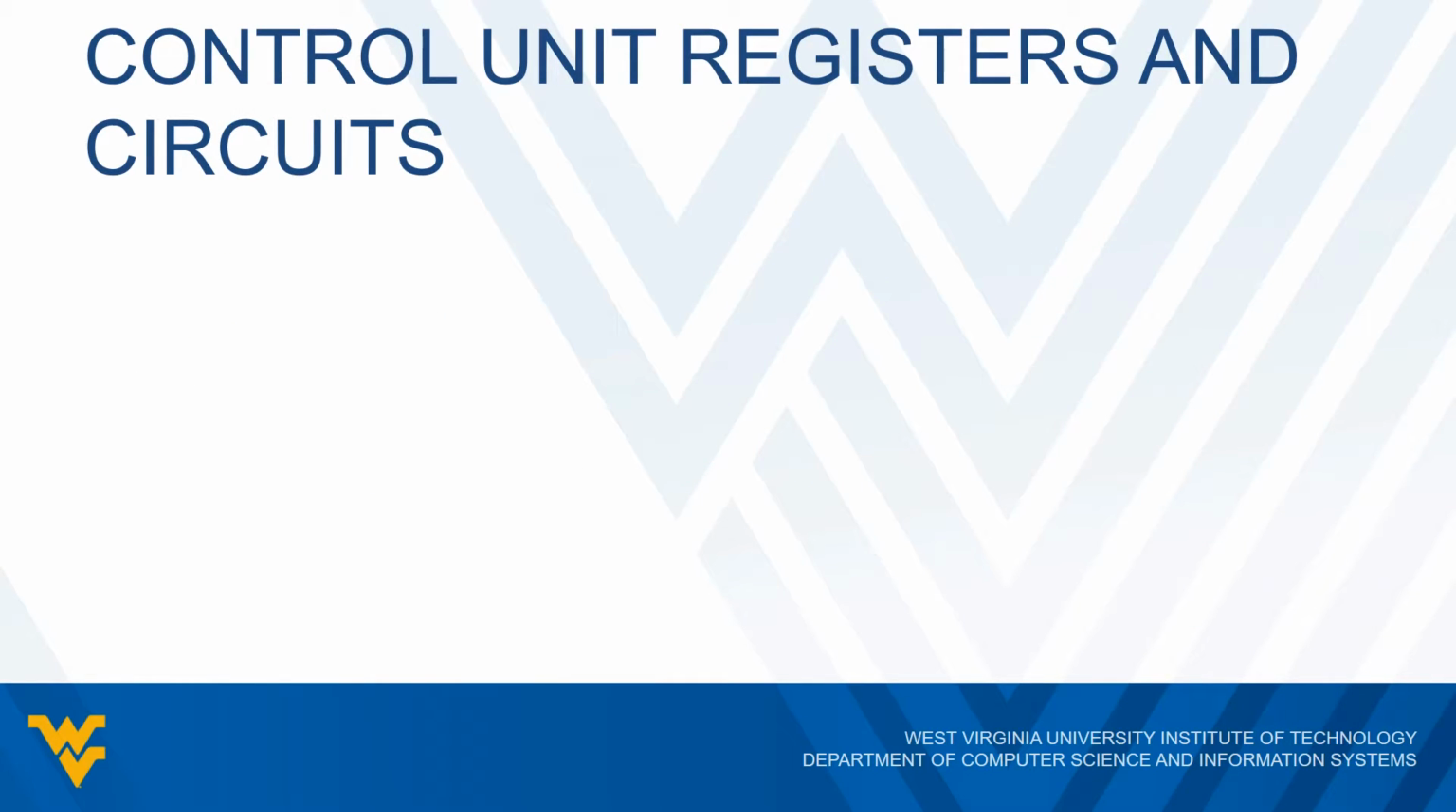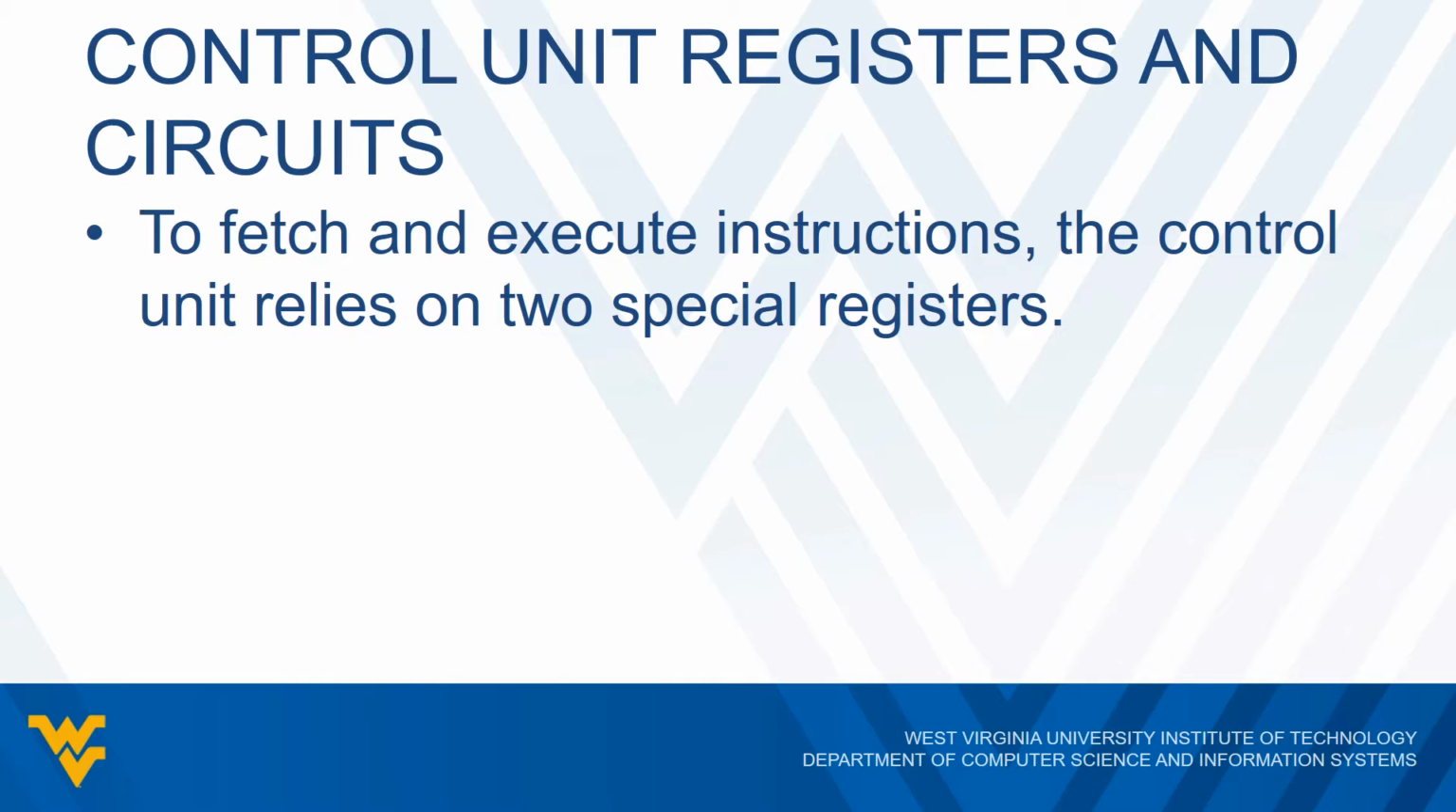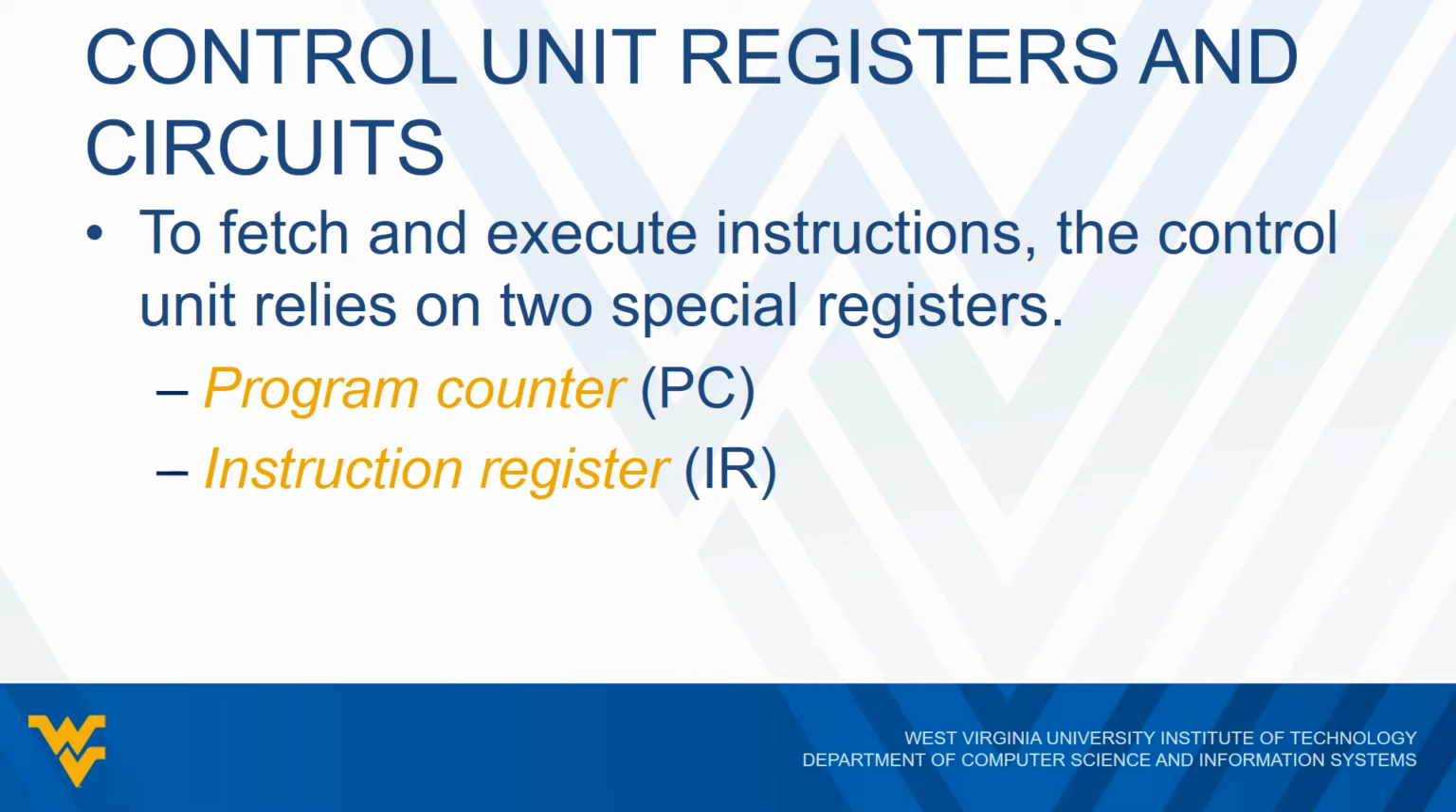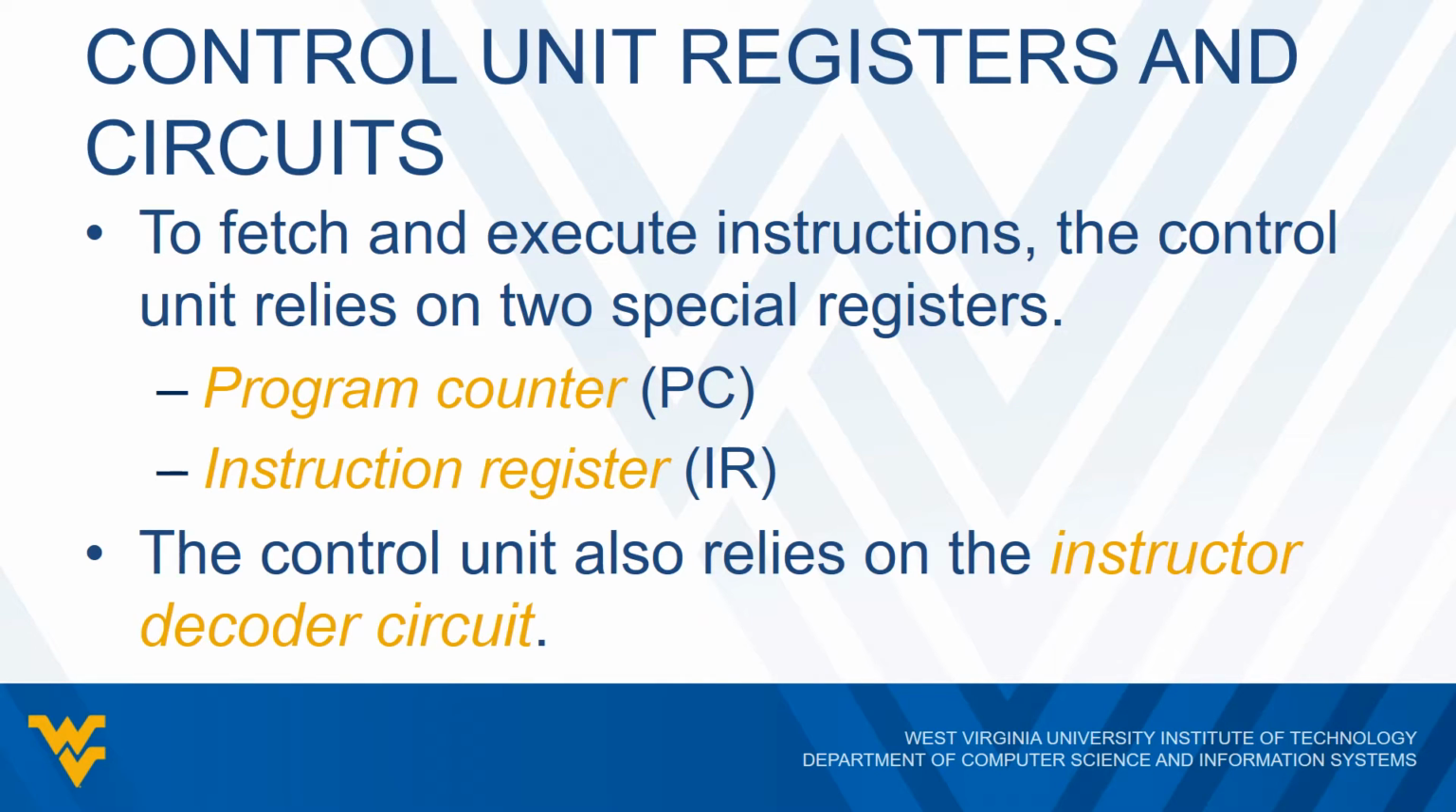It is the task of the control unit to fetch and execute the instructions that we've been talking about. To accomplish this task, the control unit relies on two special registers. These are called the program counter, which we denote as PC, and the instruction register, which we denote as IR. Now the control unit also relies on what's called the instruction decoder circuit.